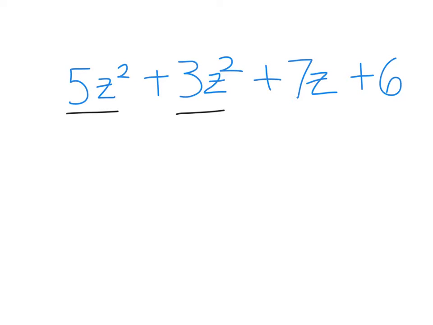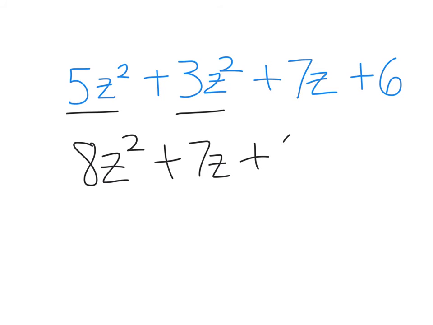So when we combine these, what's 5 plus 3? That's going to be 8z squared. Then we're going to look, can I combine 7z with anything? No, so it's going to be plus 7z. Can I combine the 6 with anything? No, so it's just plus 6.